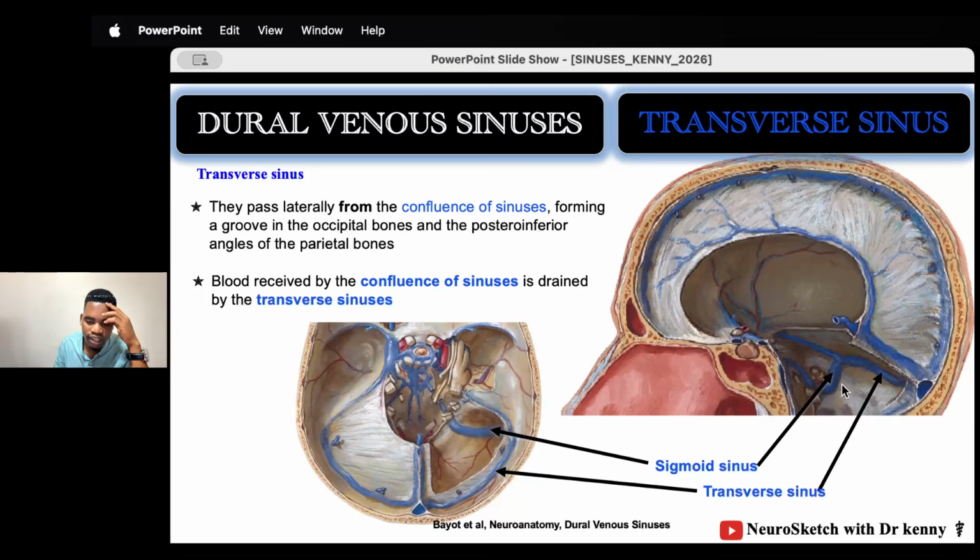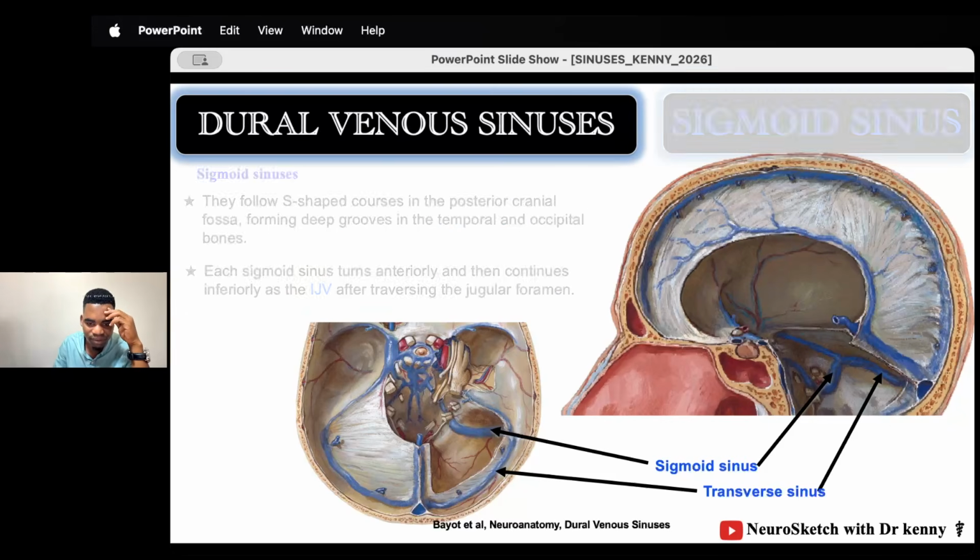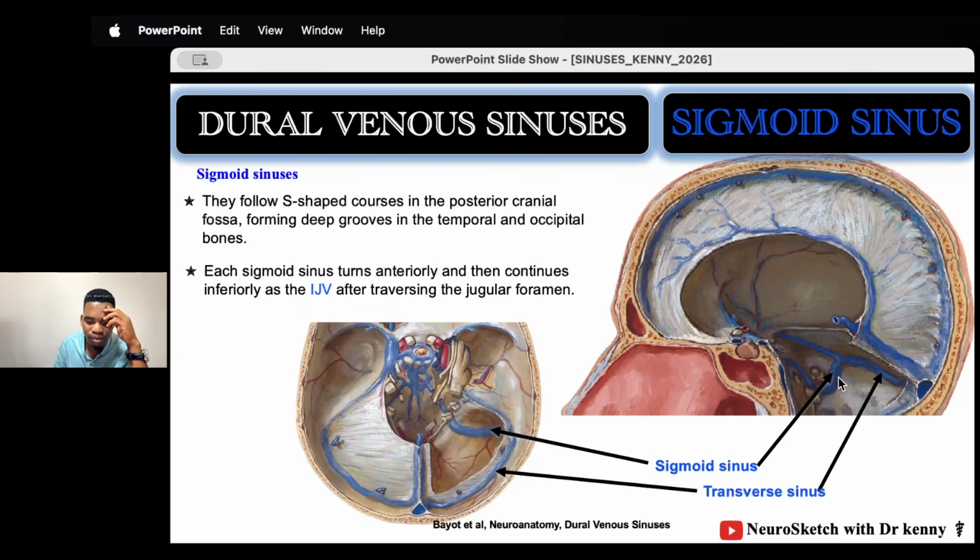We have two sigmoid sinuses, one on the right and one on the left. This is your sigmoid sinus, and the sigmoid sinus is receiving blood from the transverse sinus. Sorry, I haven't mentioned, but the transverse sinus also receives blood from this vein. We're going to discuss this sinus as well, but it also drains blood to the transverse sinus.